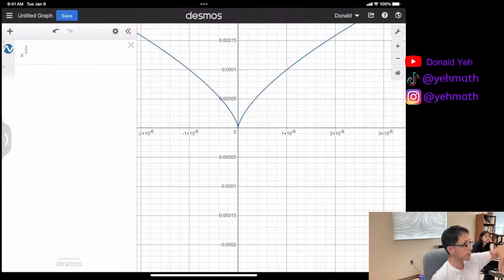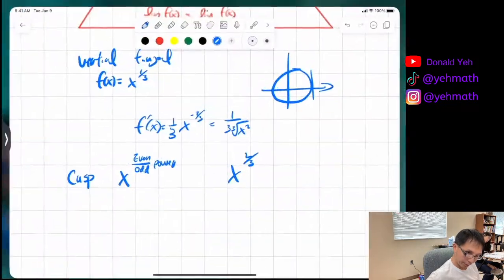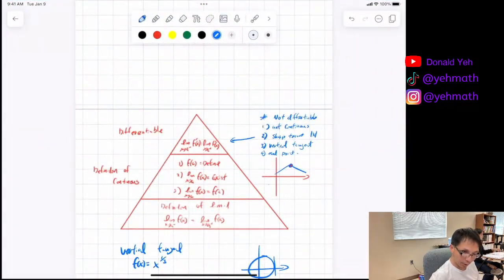Over there the slope is going to be infinite. If the slope is infinite, it's going to be a vertical tangent. So that is a cusp. Now, a cusp is not a vertical tangent, because the last one is not a cusp. The last one is only a vertical tangent. So vertical tangent is more inclusive of everything that can happen. Okay. So these 4 situations are not differentiable. It's not differentiable at those 4 situations.